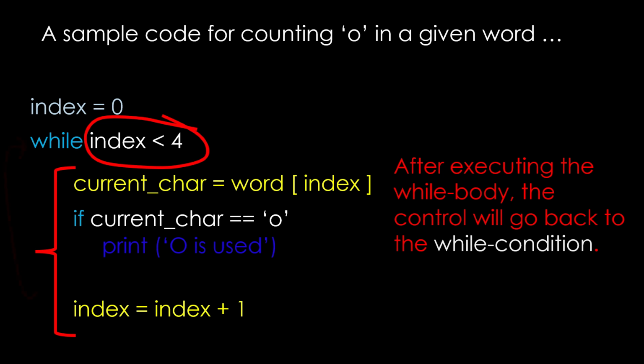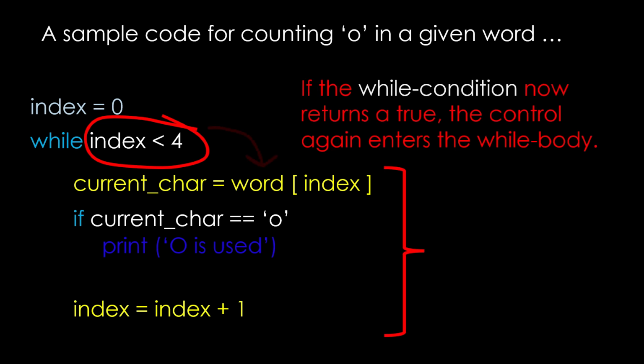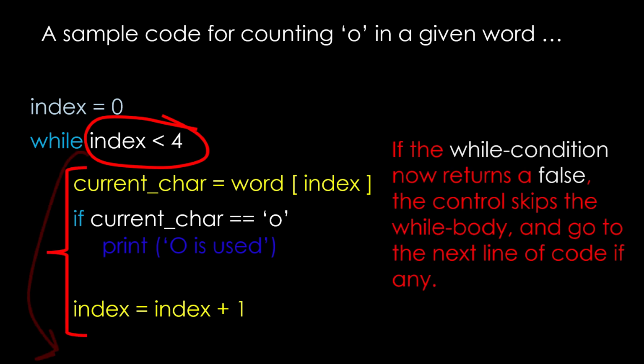That is, the while condition is evaluated again. If it turns out to be true, then the control again enters the while body. But if the while condition turns out to be false, then the control skips the while body and goes to the next line of code, if any. Now let's take a closer look at the code in the while body.